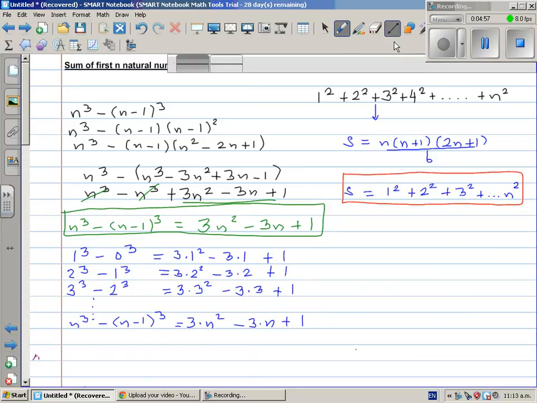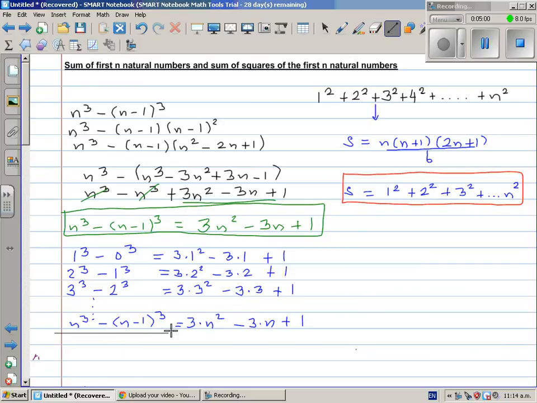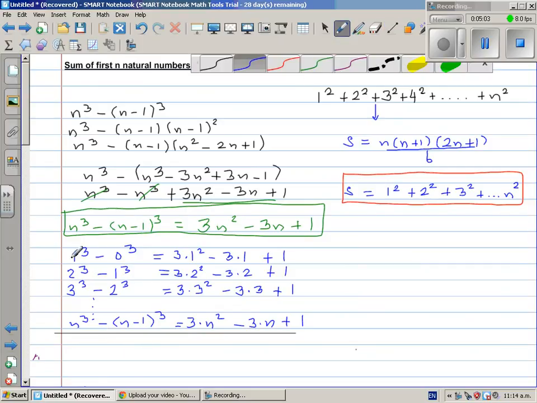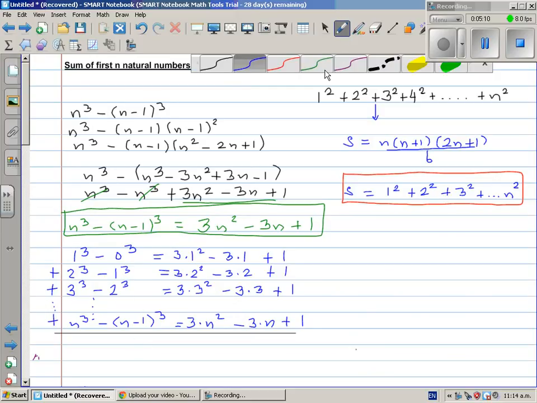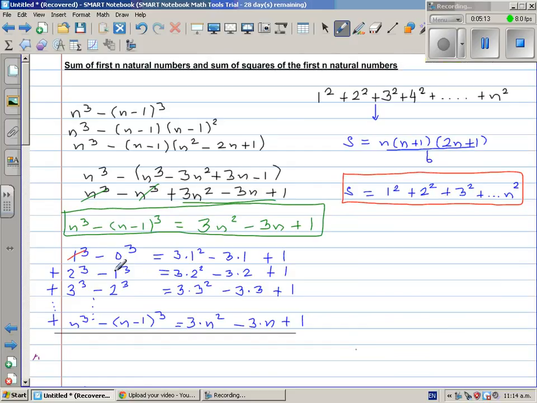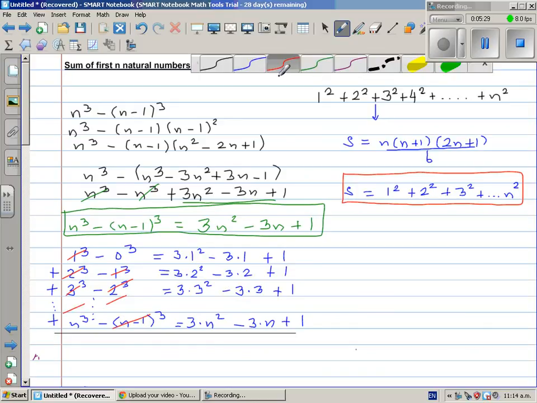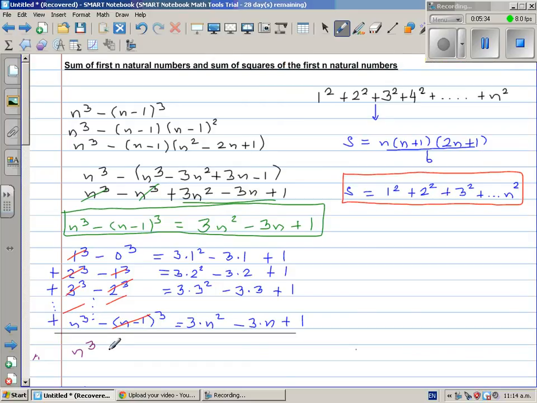So now we're going to add all these terms. We're going to add this plus this plus this. We're adding the whole thing. So if we add the whole thing, what will happen? This plus 1 cube and minus 1 cube will get cancelled. Plus 2 cube and minus 2 cube will cancel. This plus 3 cube, and you'll have a minus 3 cube sitting here, and you'll have minus n minus 1 cube sitting here. So what remains is n cube minus 0 cube.